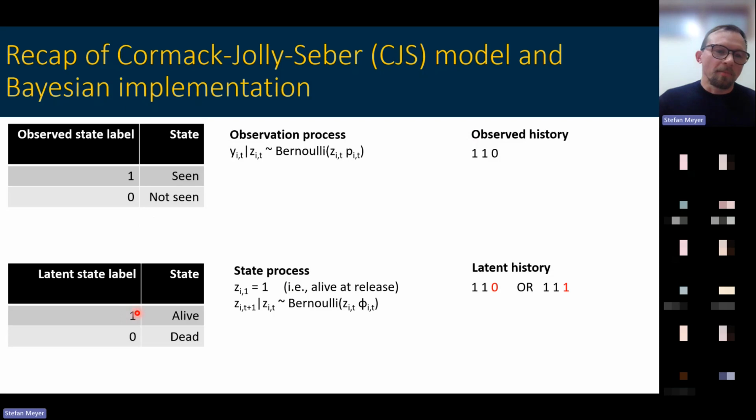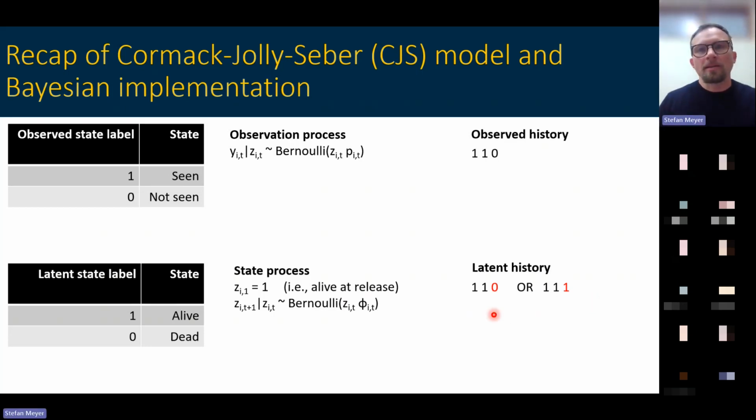And then we can model our latent state or state process. And again, this can be labeled as 1 and 0, which means that the animal is either alive or dead. And here the state process is again a Bernoulli draw, but we start first with the first occasion. Again, here the condition is that the animal is always alive at the release occasion. And then the subsequent latent states can be modeled as z at the next occasion, t plus 1, given z at the current occasion, being drawn from the Bernoulli distribution, which is parameterized with the product of z, the current latent state, times the survival probability. And the potential underlying latent histories are either 1, 1, 0, so alive, alive, and dead, or being alive throughout the entire study.